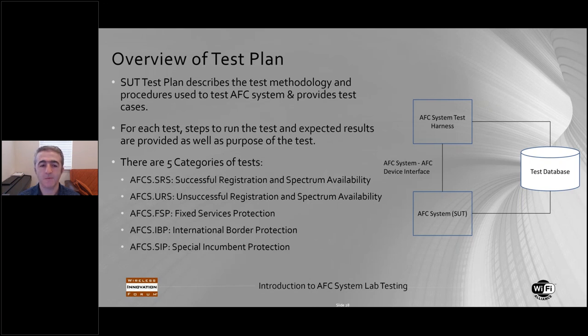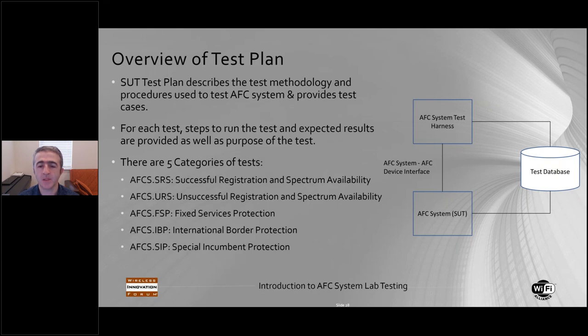The test plan defines multiple tests, and for each test, we have the purpose of the test, why we are running this test, what steps to follow to do this test, and what are the expected results. On the right side, the figure shows the test harness configuration. This will be discussed in detail in upcoming presentations. Just want to note there are five main categories of tests in the SUT test plan. The first one is successful registration and spectrum availability.